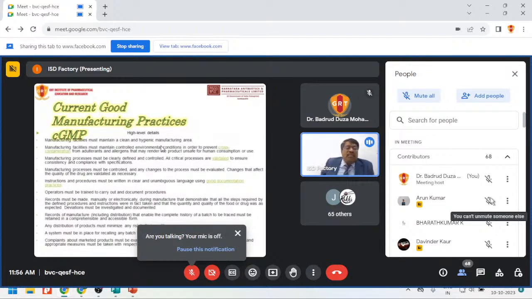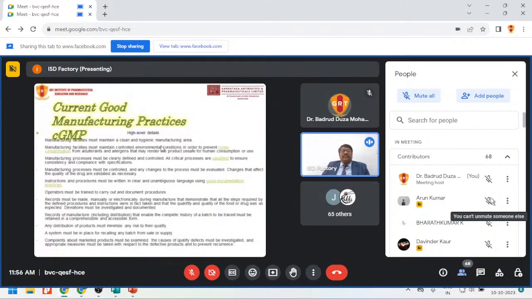And records must be made manually or electronically during the manufacture that demonstrate that all the steps required by the defined procedures and instructions were in effect taken, and that the quantity and quality of the drug was as expected. So this is very very important. As we proceed, all these things will be documented very clearly. When we are batch manufacturing, the records and all will be properly documented.